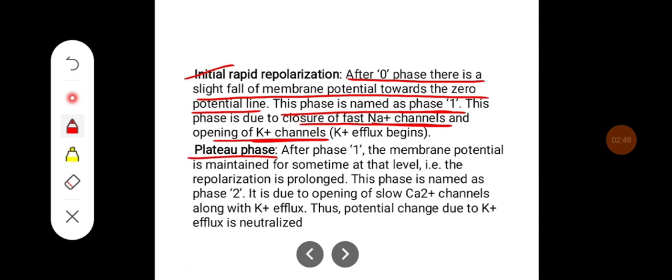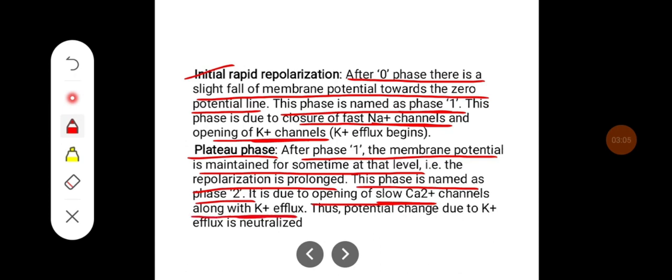Then we have a plateau phase. After phase 1, the membrane potential is maintained for some time at that level, that is, the repolarization is prolonged. This phase is named phase 2. It is due to the opening of slow calcium channels along with potassium efflux. Thus, the potential change due to the potassium efflux is neutralized.